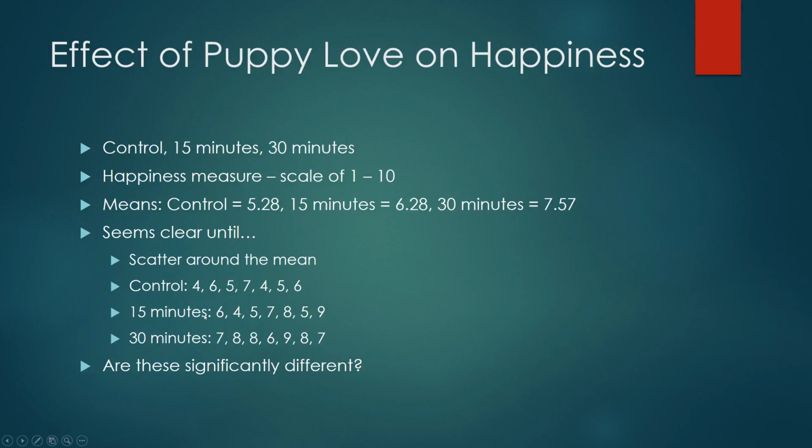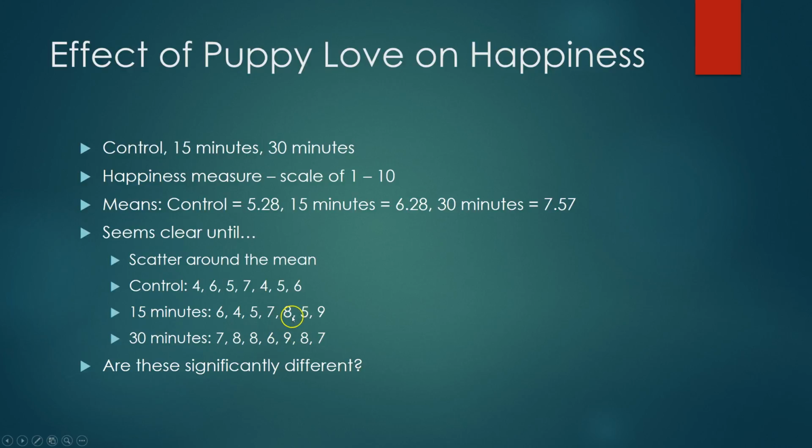That's why we're looking for the significance. We want to know if we see significance in the numbers, that means that the treatment or the intervention may have had a significant impact. Let's move on to the 30-minute treatment. The 30-minute group had scores of 7, 8, 8, 6, 9, 8, and 7.